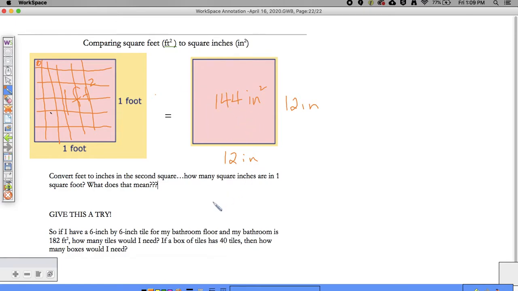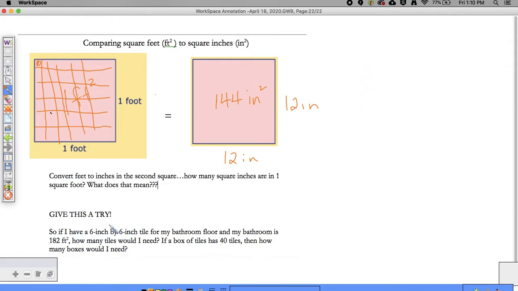So let's say I have a 6 by 6 inch tile for my bathroom floor. I know how to tile, by the way. My family is a bunch of contractors, and I have a wet saw, which is specifically used to cut tile, and I have tiled many bathrooms, foyers, kitchen floors, backsplashes, the whole 9 yards. So it is my forte.